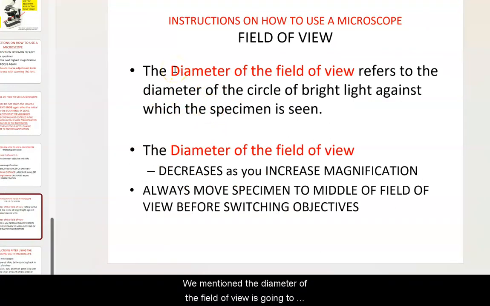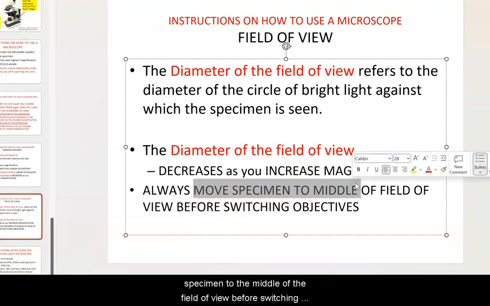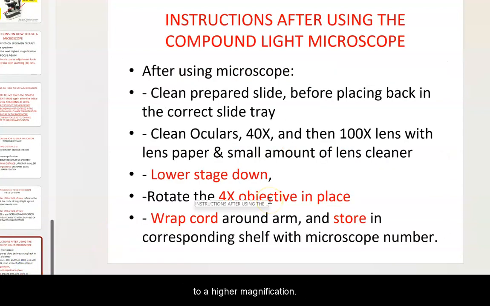We mentioned that the diameter of the field of view is going to decrease as magnification increases. So we're looking at a smaller and smaller area as we are increasing the magnification. That's why it's always important to move the specimen to the middle of the field of view before switching to a higher magnification objective.